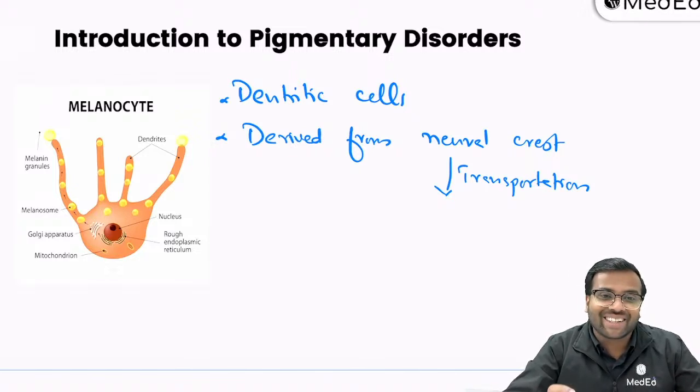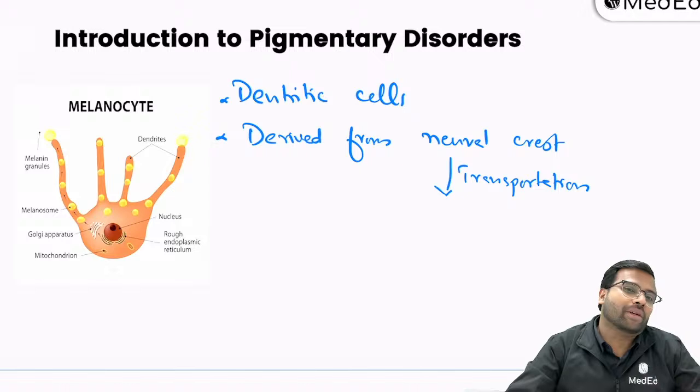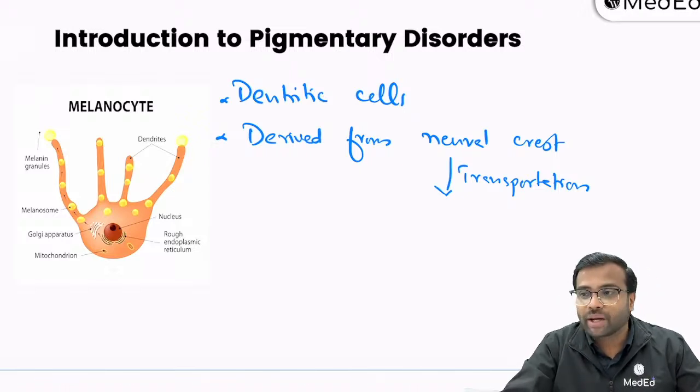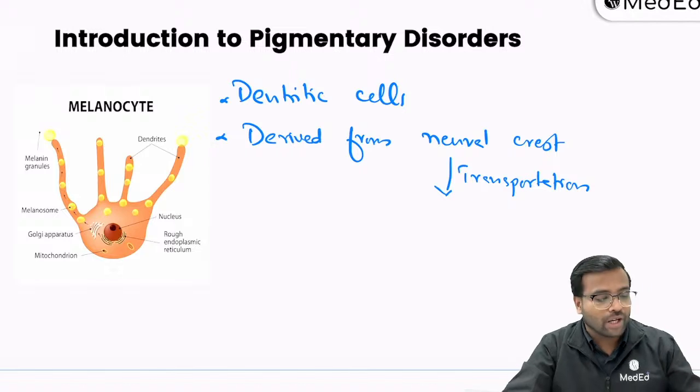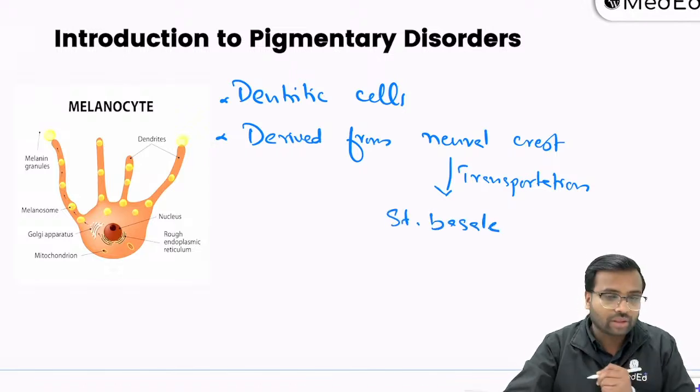So where does this melanocyte end up? Does it end up in the stratum corneum, stratum lucidum, stratum granulosum, stratum spinosum, or stratum basale? I'm getting the answer from Shiv here in the chat box. So this ends up in the stratum basale.